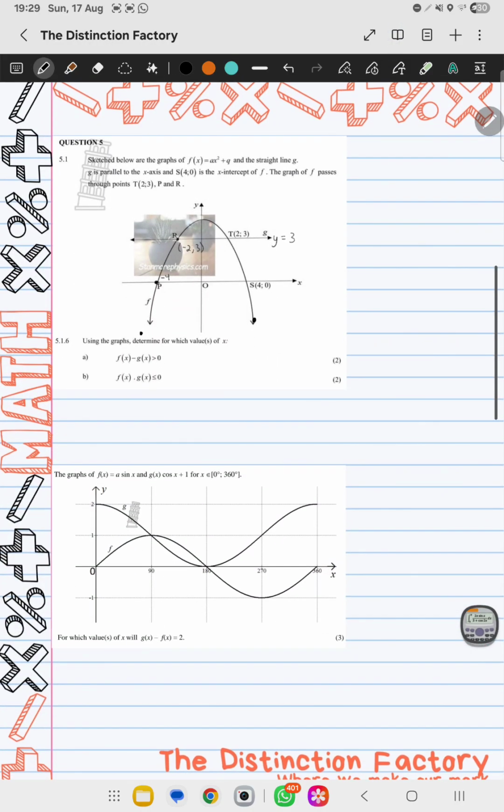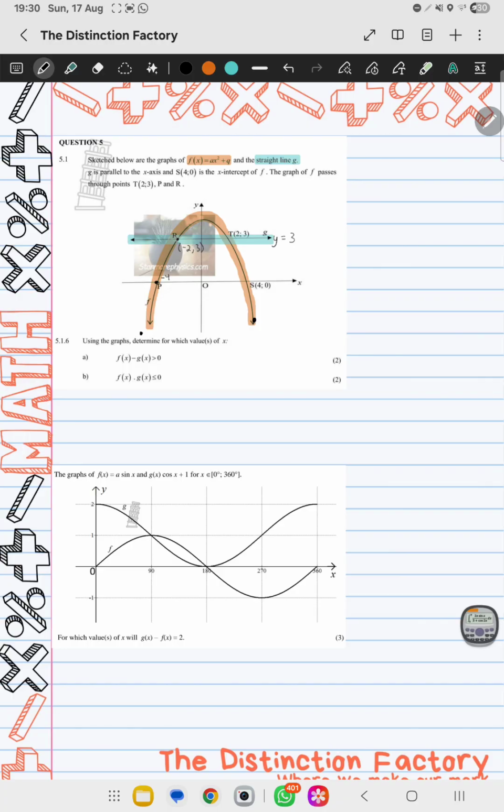So in this video, we have question 5 and it tells us that sketched below are the graphs of f(x) = ax² + q. That is a parabola, so it is referring to this graph here. And then we've got g, which is a straight line graph, and that is represented by this little guy over here. They tell us that we need to figure out the x values for which f(x) - g(x) is greater than 0.